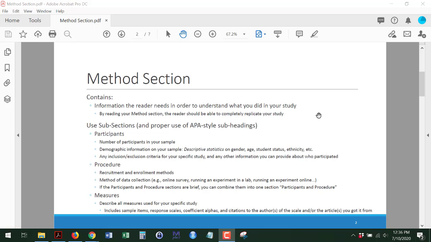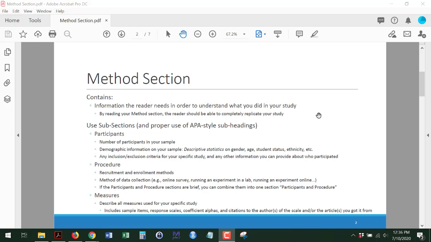The second piece is the procedure. This includes the recruitment methods, the enrollment methods, so how participants came to be in your study. The method of data collection, for instance, was it an online survey? Was it an experimental study? Was it a lab setting? Was it a field setting? Did you run an experiment online?